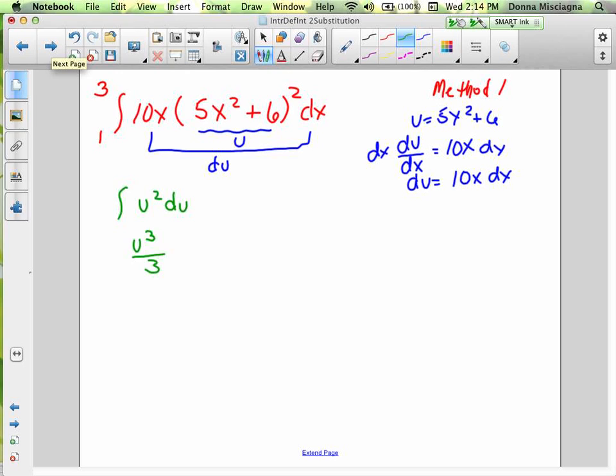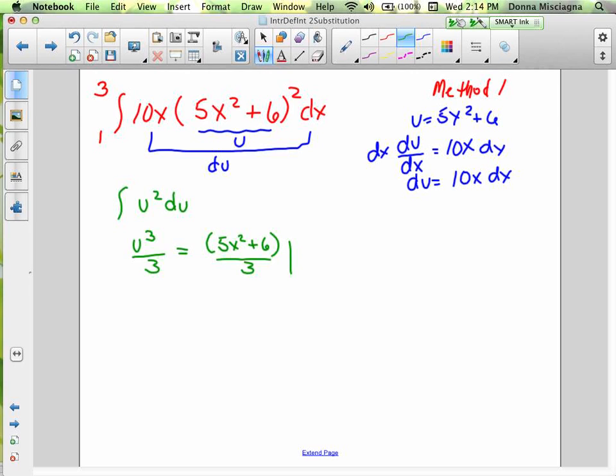Don't worry about the C, because this is numerical integration. We're not writing a function, we're finding a value. So we have u cubed over 3. We're going to substitute back. The u is 5x squared plus 6. So (5x squared plus 6) cubed divided by 3.